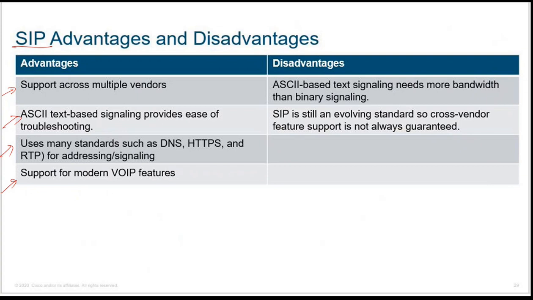Some disadvantages of SIP are ASCII-based text signaling needs more bandwidth. So it makes it easy to troubleshoot, but it also takes more bandwidth. So this can be a drawback or a disadvantage in some networks where you have a constraint of bandwidth.